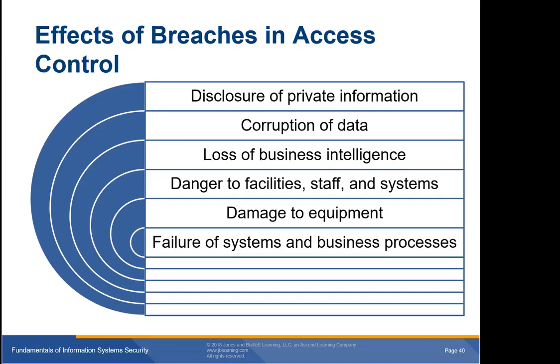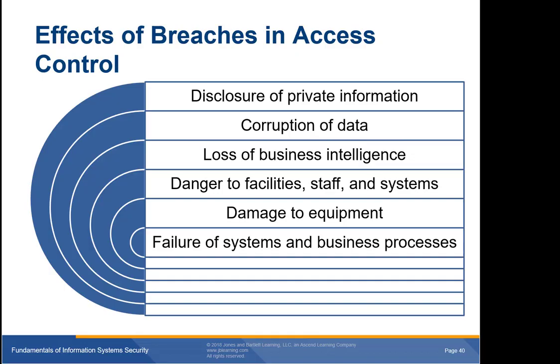Your failure to control access can give your opposition an advantage. That opposition might be a military force, a business interested in competitive intelligence, or even your neighbor. This slide contains a list of details of some of the losses that can occur. You can have disclosure of private information, corruption of data, loss of business intelligence, danger to facility staff and systems, damage to computers, and failure of systems and business processes. Not all incidents have the same effect. Some are easier to spot than others.